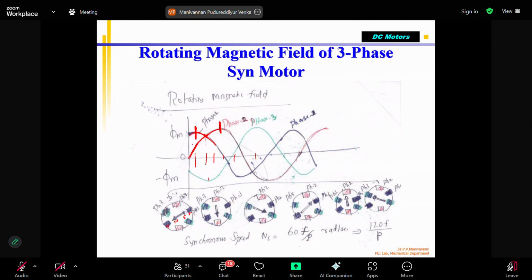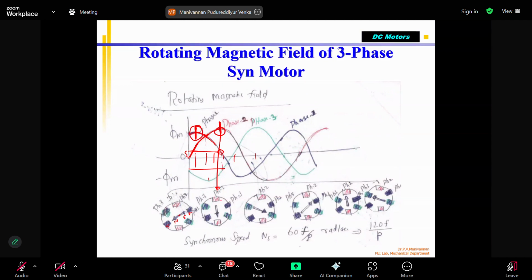Accordingly, that phase will attract the rotor, which is free to rotate. It is a permanent magnet. So at this instance, the second phase, the red phase, becomes maximum voltage. At this instant, the blue will be this much only, and the green is still negative. Blue is positive but at less voltage, but red has become maximum. Previously, blue was there.